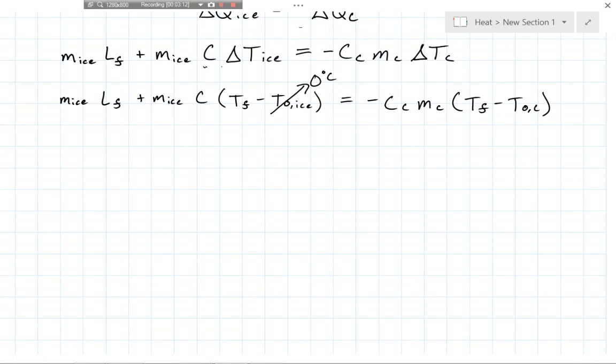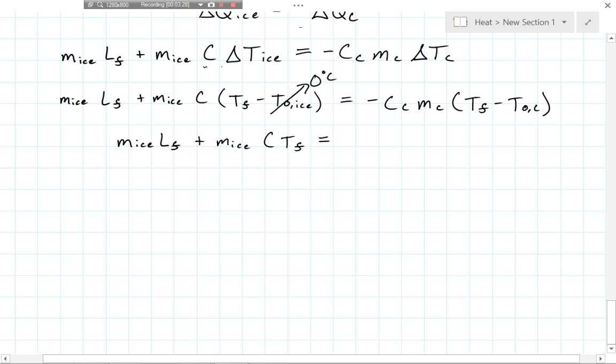So just like before, I want to take everything that has a final temperature and move it to one side of the equation. So first, let me just go ahead and multiply all of this out. So if I do that, I have the mass of the ice times the latent heat of fusion plus the mass of the ice times the specific heat times the final temperature. And I don't have to worry about this because I'm going to multiply by 0 degrees Celsius, so that'll just be 0.